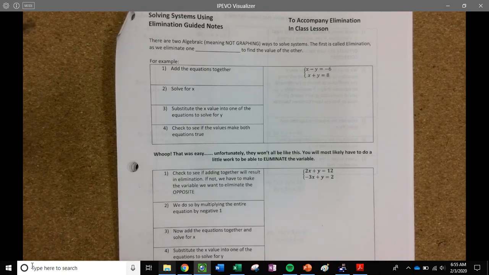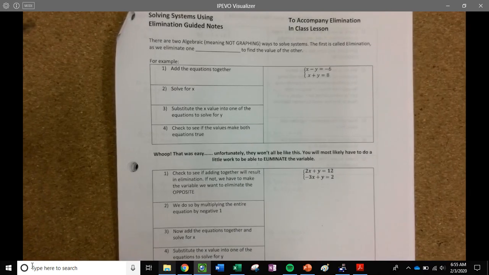So there's 2 different ways that we can do this. The first that we're going to talk about today is called elimination, and we'll talk about substitution later. These are not difficult, they're just tedious. So do not let this overwhelm you. You guys will have no problem with this as long as you just follow the steps.